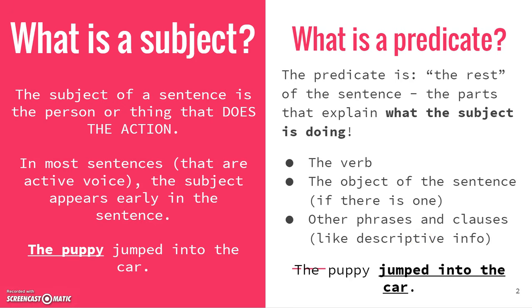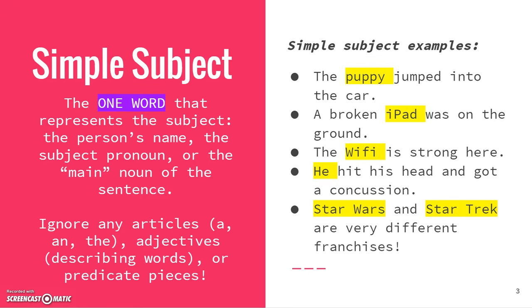However, you might get asked to describe what the simple subject or simple predicate are. First, the simple subject is the one word, or few words, that represents the subject. Just the name, just the subject pronoun, or whatever the main noun or topic of that sentence is. If we only want the simple subject, you can ignore any other articles, adjectives, describing words, or predicate pieces. We only want the bare bones.